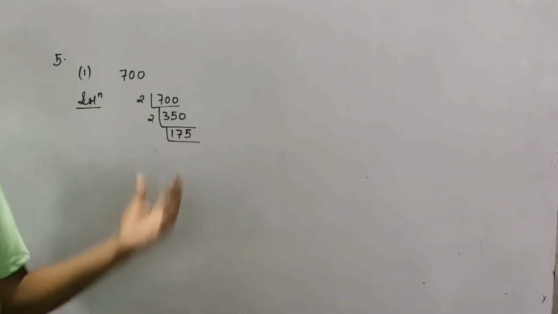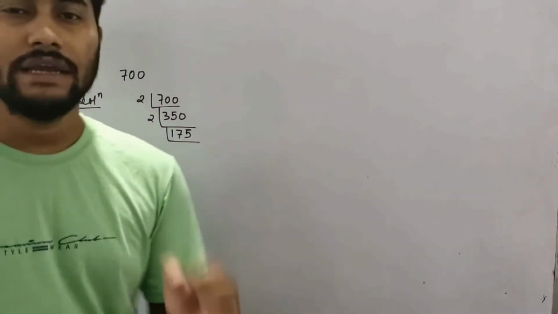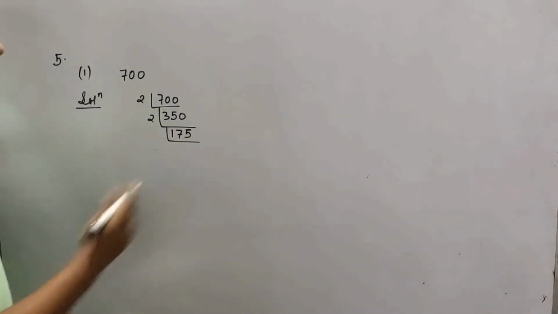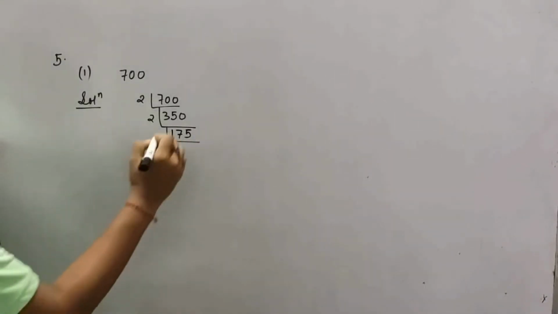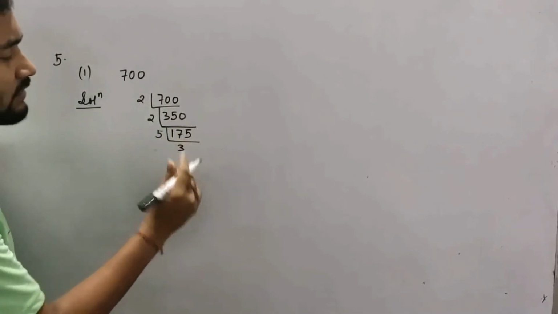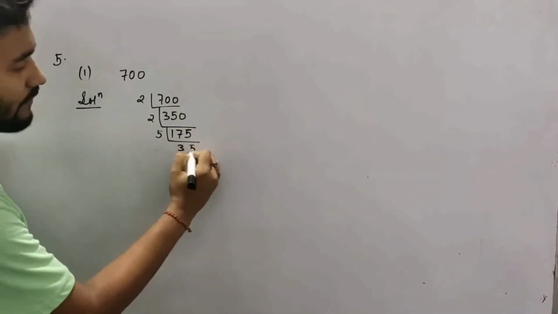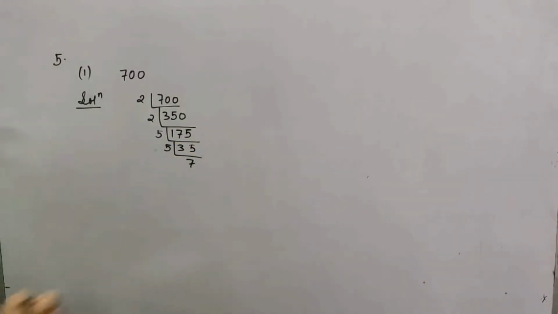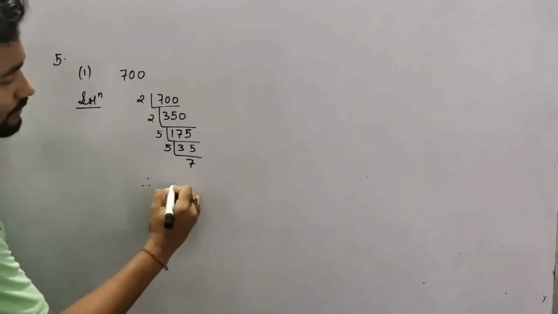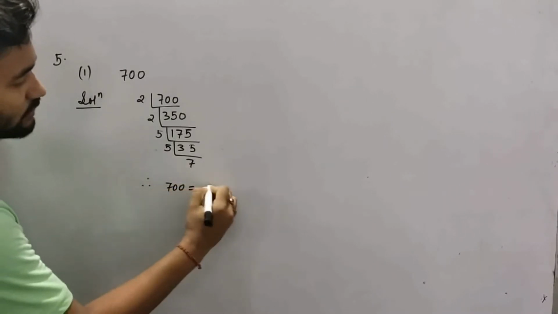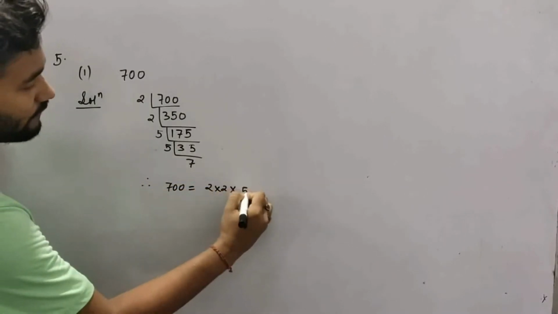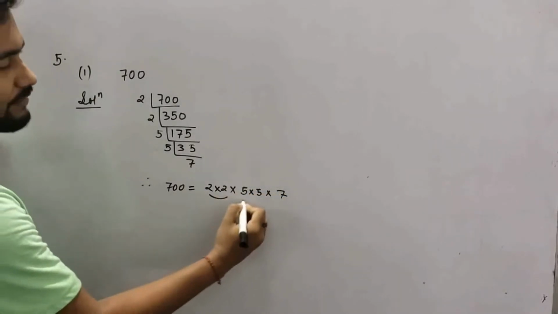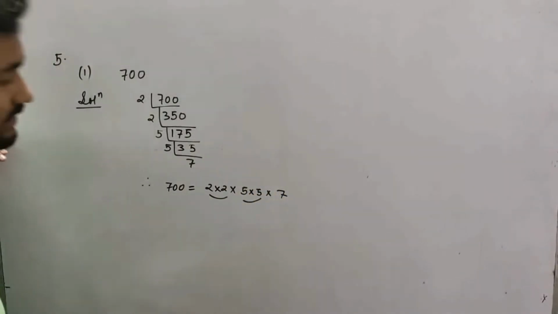It is not divisible by 3. Definitely it is divisible by 5, right? Because in the unit digit 5 is there. So 5 3s are 15, 5 5s are 25, and then again 5 7s are 35. Therefore 700 is equal to 2 into 2 into 5 into 5 into 7. 2 is in pair, 5 is in pair, 7 is single.